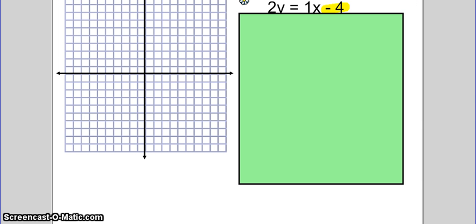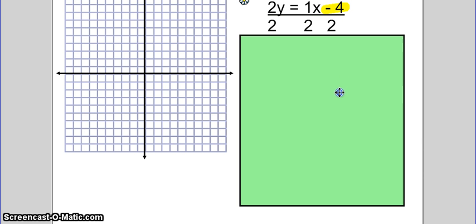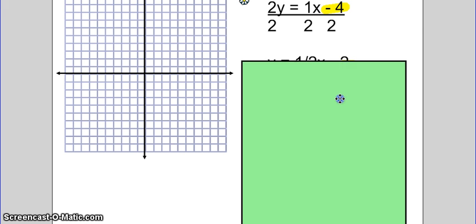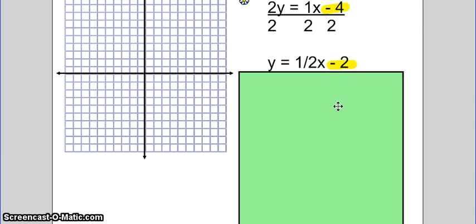In my first example, I actually have y almost completely alone. The only thing I have to do is divide by 2. So I need to make sure I divide every single thing by 2. You'll notice as I go through problems as well, I've highlighted the minus sign with the number. We've been talking a lot about minus and negative meaning the same thing. The sign in front of the number must stay with the number. When I divide everything by 2, I am left with y equals 1/2 x minus 2.